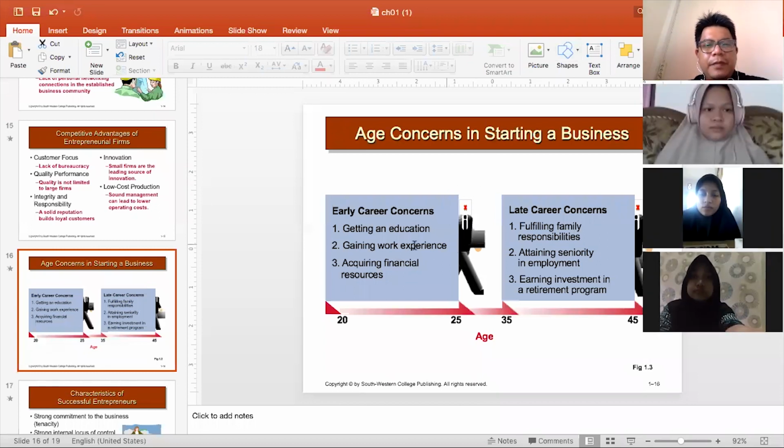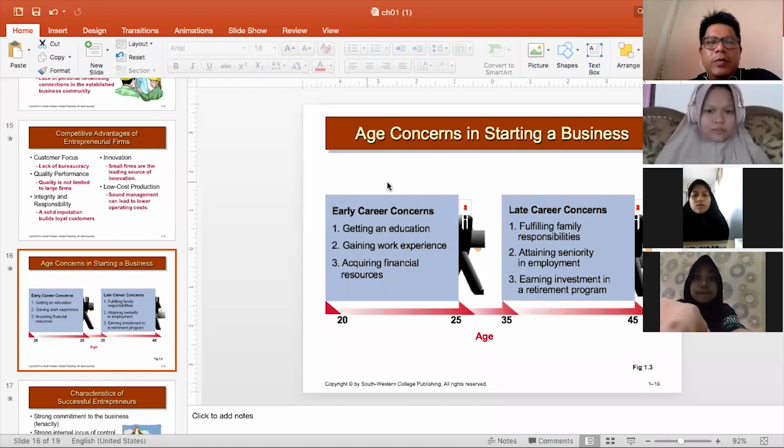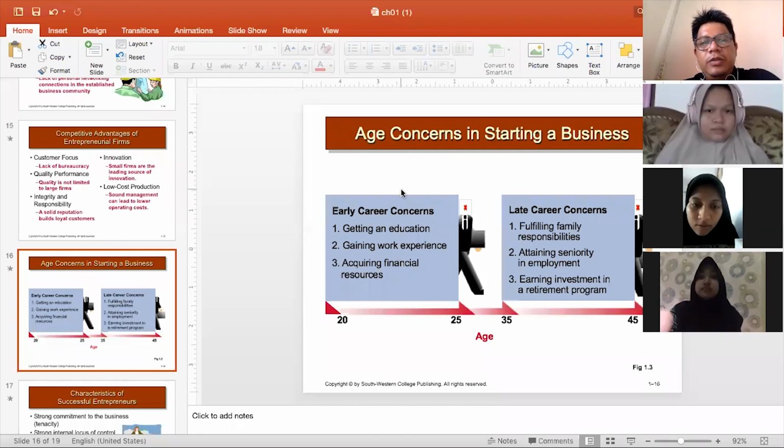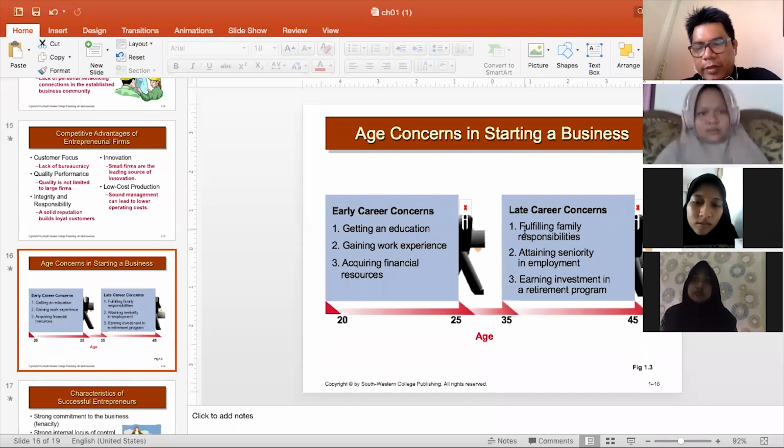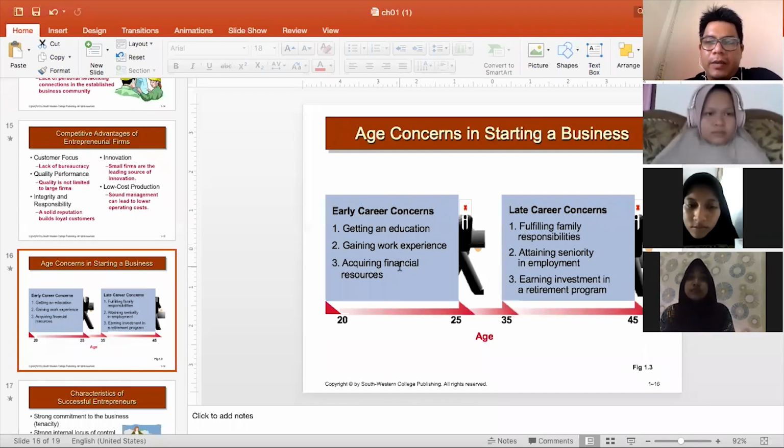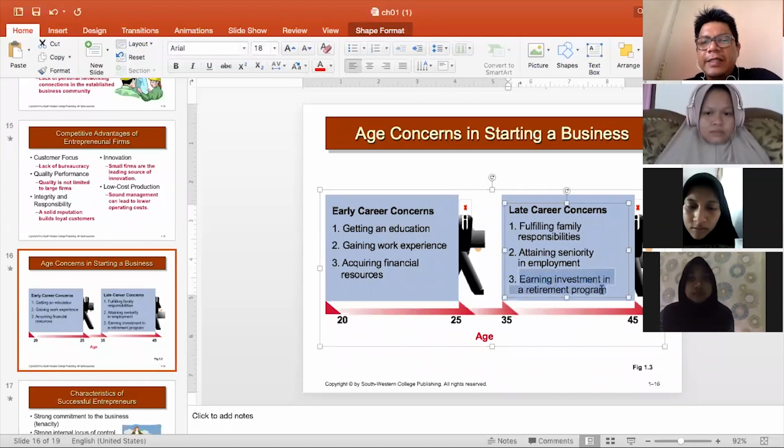Okay, we start again. Let's still talk about age concern in starting a business. So which one are you? You need to map it. You need to know yourself. You need to choose when you will be an entrepreneur. Okay, this is the condition generally. So do you want to be an employee first, or just start now? Some people invest in a retirement program, or even become entrepreneurs after their retirement.